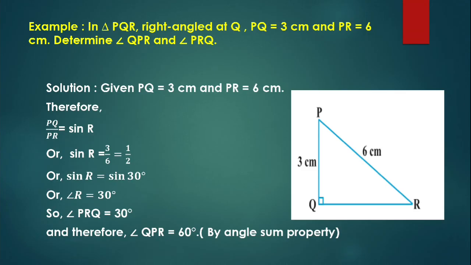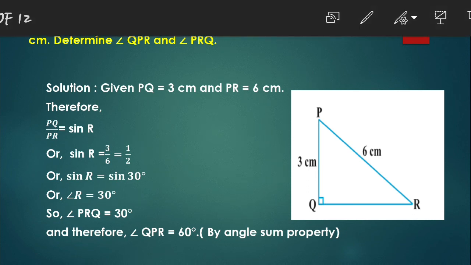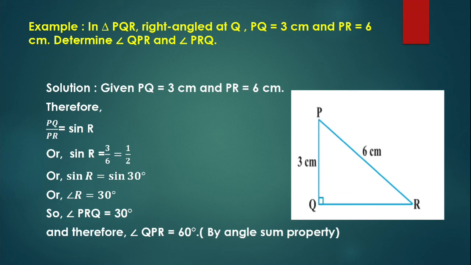Now next example: in triangle PQR, right angled at Q, PQ is 3 cm given and PR is equal to 6 cm. Determine the value of angle QPR and angle PRQ. QPR means this angle and PRQ means this angle. So you have to find these two angles. So how can you find them?